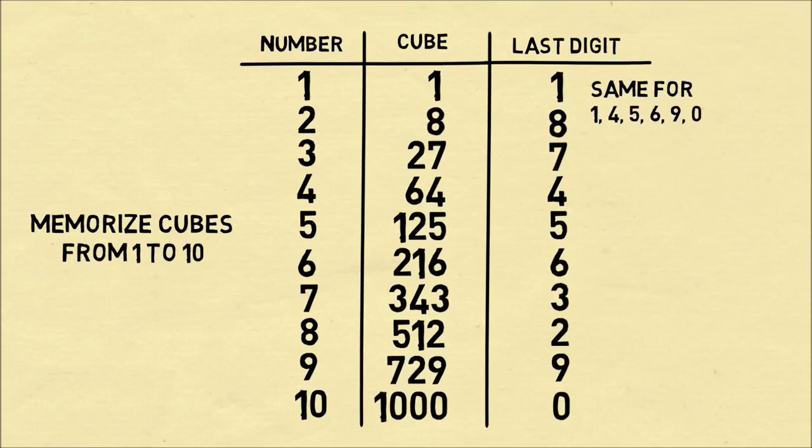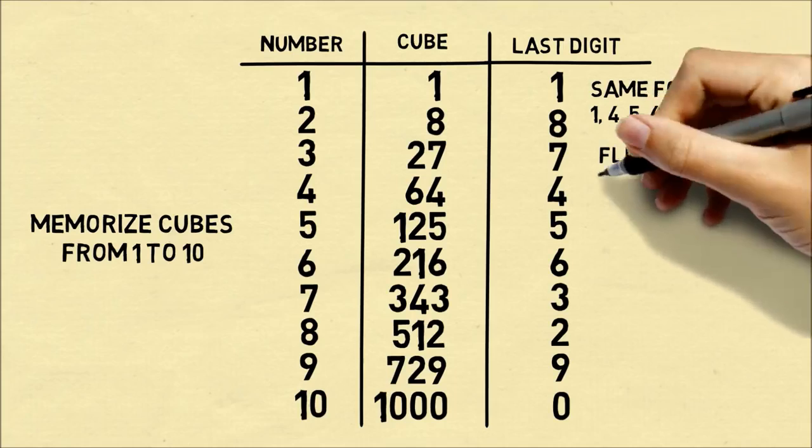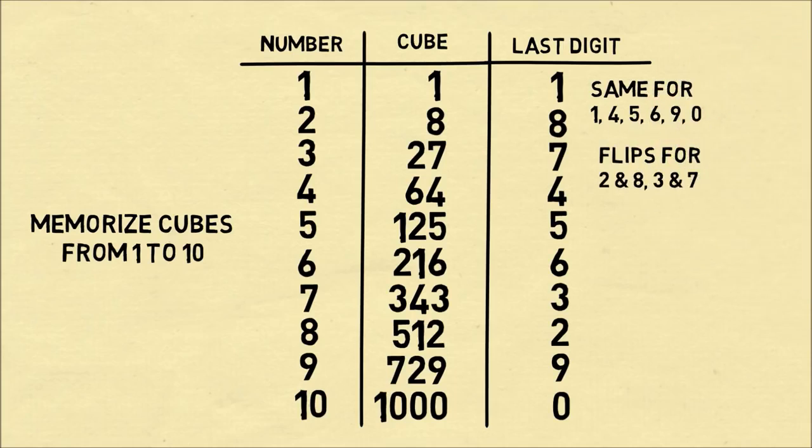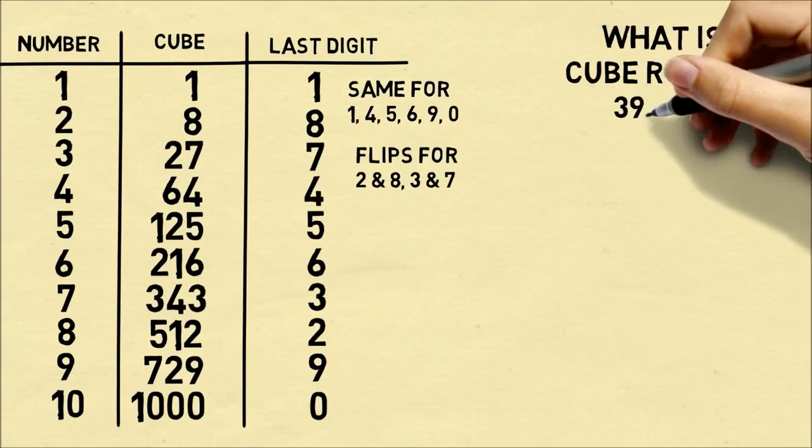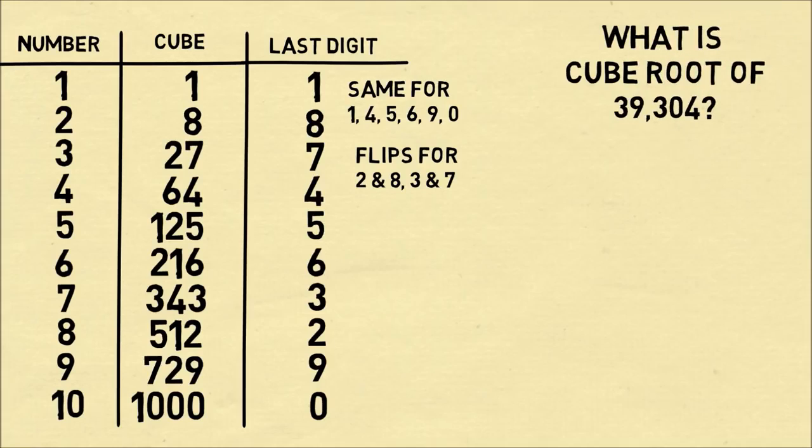An easy way to remember this is that for the numbers 1, 4, 5, 6, 9, and 0, the last digit of the cube is the same as the number. And for the numbers 2 and 8, and 3 and 7, the last digit flips. So the last digit for 2 is 8 and the last digit for 3 is 7, and vice versa. So let's do the trick.